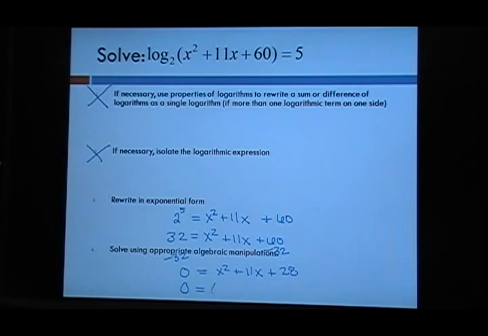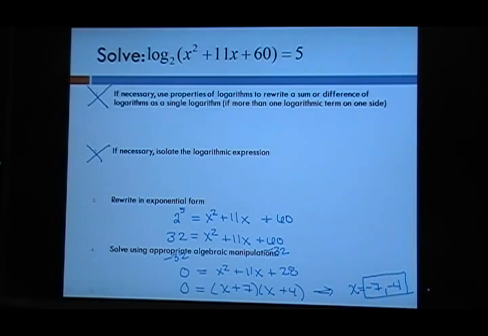So this is 0 equals x plus 7 times x plus 4, right? X times x gives me my x squared. Positive 7 times positive 4 gives me my positive 28. And positive 7x and positive 4x gives me my positive 11x. So this is the factorization of that. And so based on the factorization, I find that my solutions are negative 7 and negative 4.